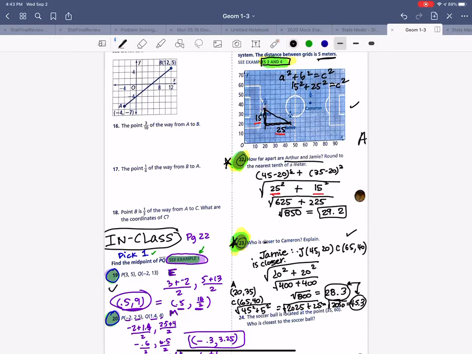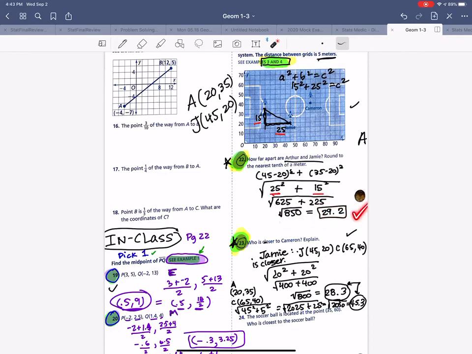So Arthur is at (20, 35), and Jamie is at (45, 20). So notice we subtract the 2 x coordinates, 45 minus 20. Subtract the 2 y coordinates, 35 minus 20. We get 25 squared plus 15 squared. And we end up getting our final answer, 29.2.